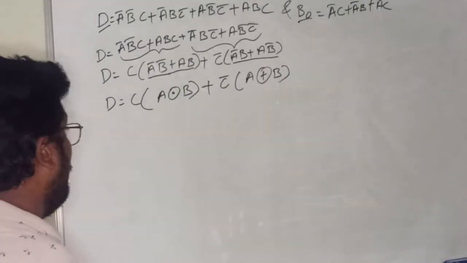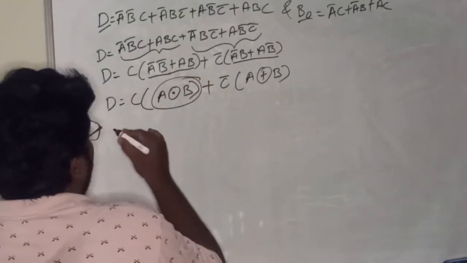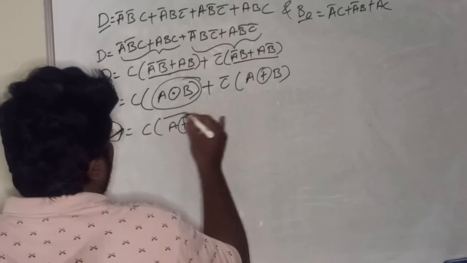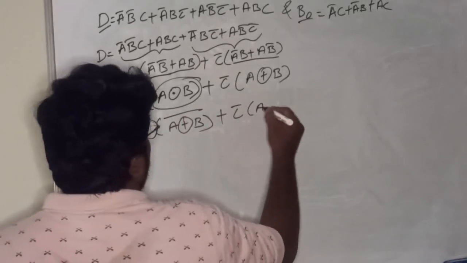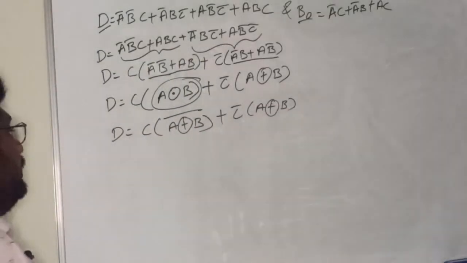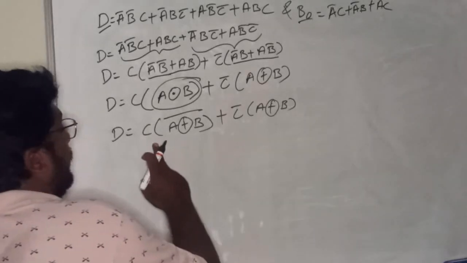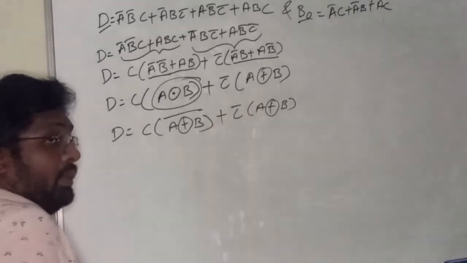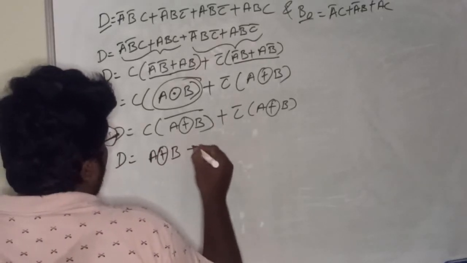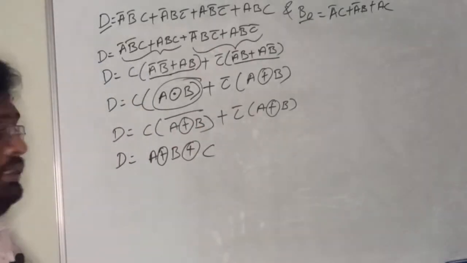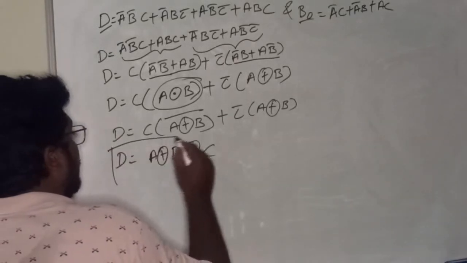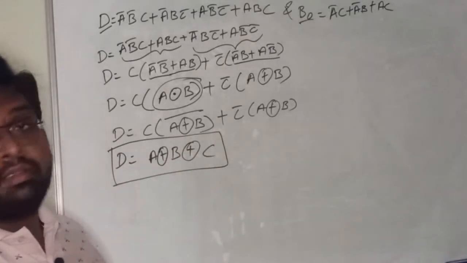So now I can write this as D is equal to C into (A XOR B) complement plus C complement into (A XOR B), right? So if you observe here, C, that is A complement B plus AB complement, is nothing but D is equal to A XOR B XOR C. So now I have minimized the difference D. D is equal to A XOR B XOR C.